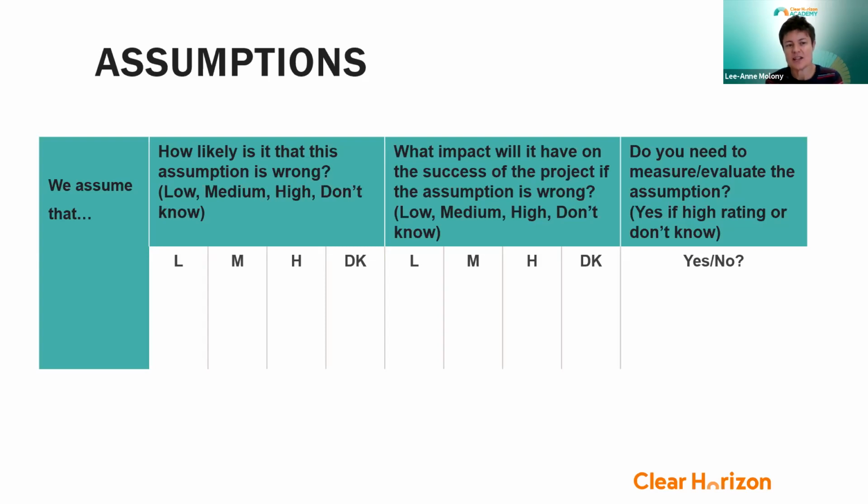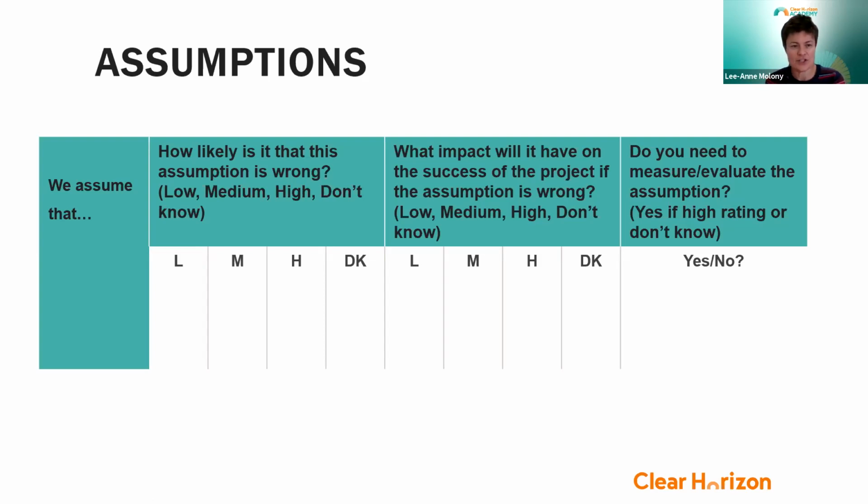We list the assumptions down the side. We assume that if farmers are aware of this new seed variety, that they'll want to use it. And then ask ourselves, how likely is it that this assumption is wrong? Low, medium, high, I don't know. What impact would it have on the success of the project if the assumption was wrong? Again, low, medium, high, don't know. And then deciding whether you need to pay attention to it.